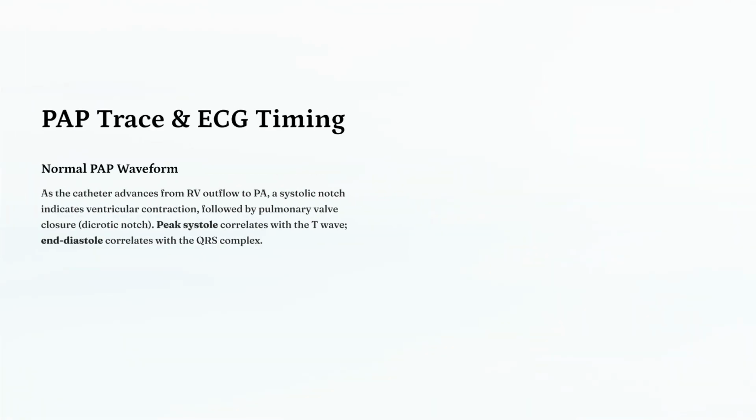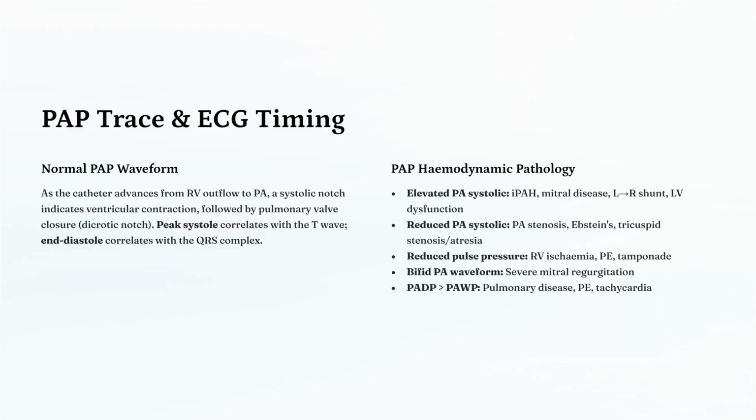In the pulmonary artery, systolic notch patterns indicate normal valve closure. Pathological traces, such as a bifid waveform or specific pressure relationships between the diastolic and wedge pressure, provide diagnostic clues for mitral disease, pulmonary hypertension, or RV ischemia.